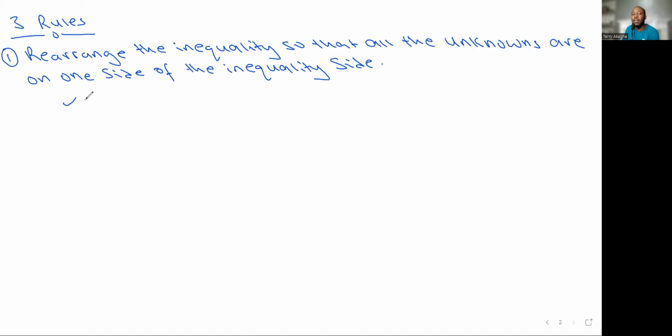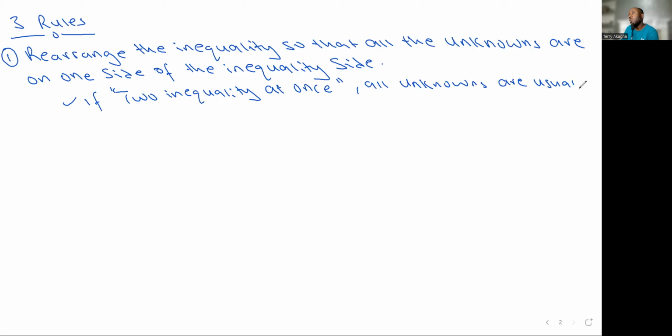Now, in some cases, if you have two inequalities at once, which I talked about in a series, all the unknowns must be in the middle.